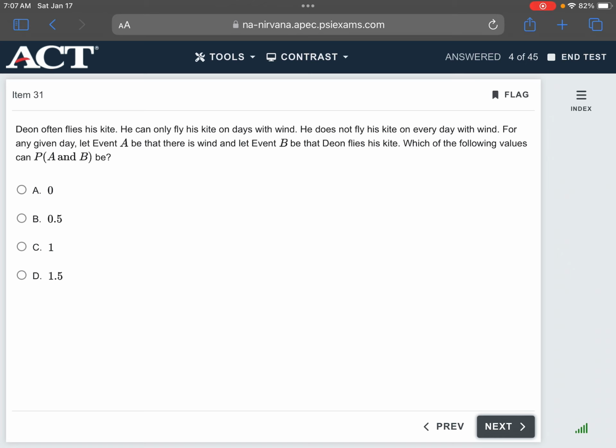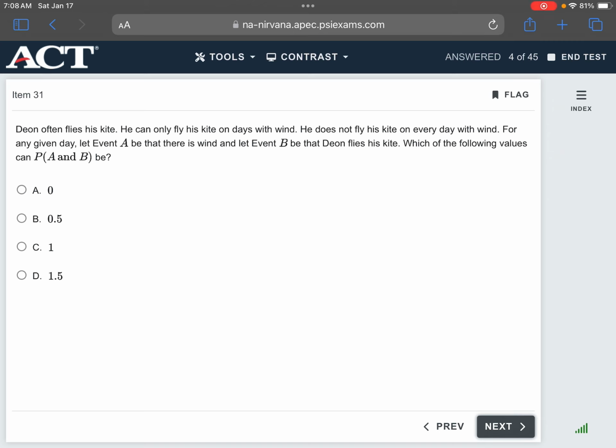So what this question is really just asking us is about probability. Do we know what probability represents, or what our answers for probability represent? So let's talk about what these answers represent. So the probability of 0, we'll just go down the line. If you have a probability of 0, that means it is not happening, not happening at all. 0% chance it's happening. Well, the question tells us that Dion does fly his kite. So that means it's not a 0% chance that he will fly his kite, because he does fly it sometimes. So it can't be 0.